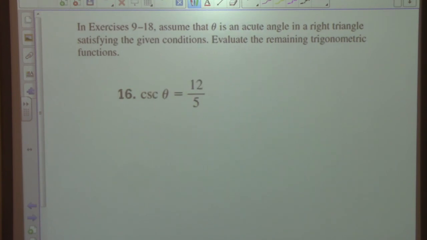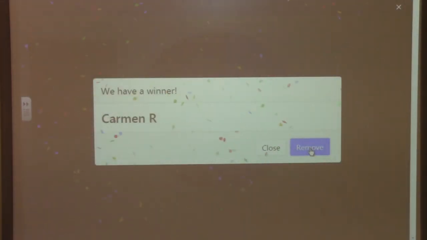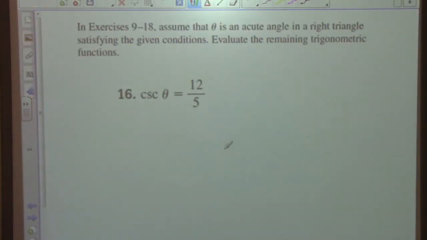All right. Karma. Hey, Karma. All right, Karma. Sine is 5/12. Okay, sine theta equals 5/12, okay. All right. I can go with that.